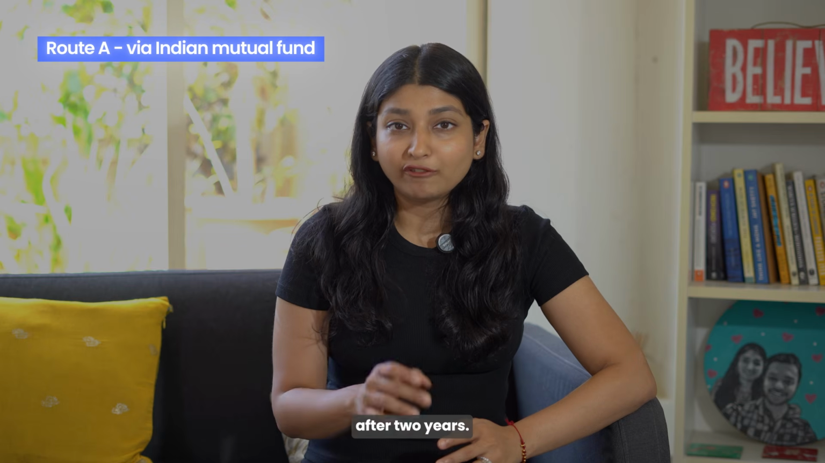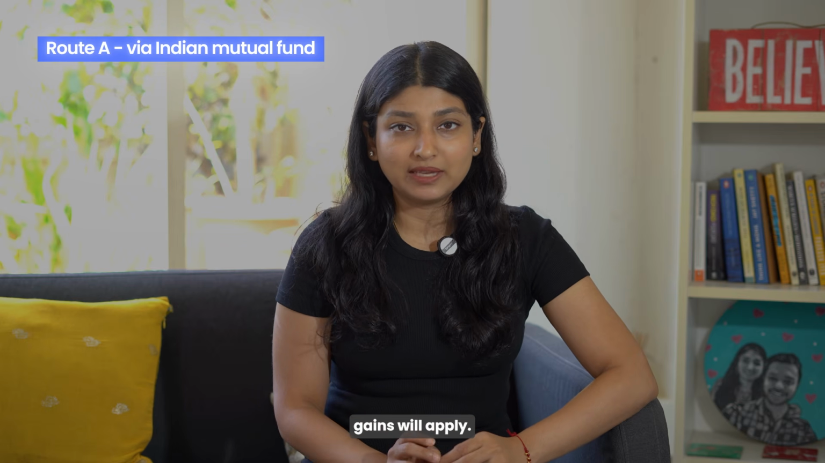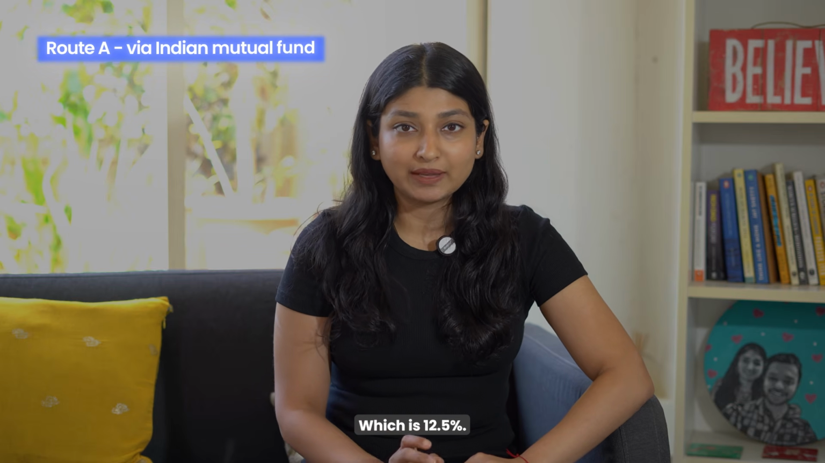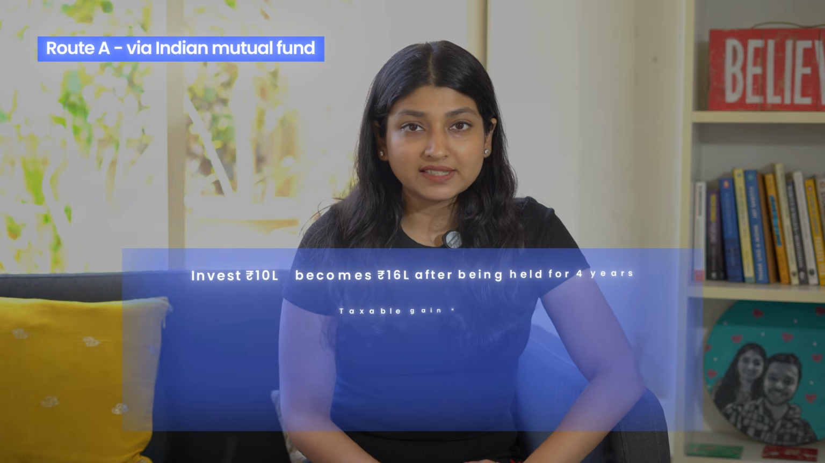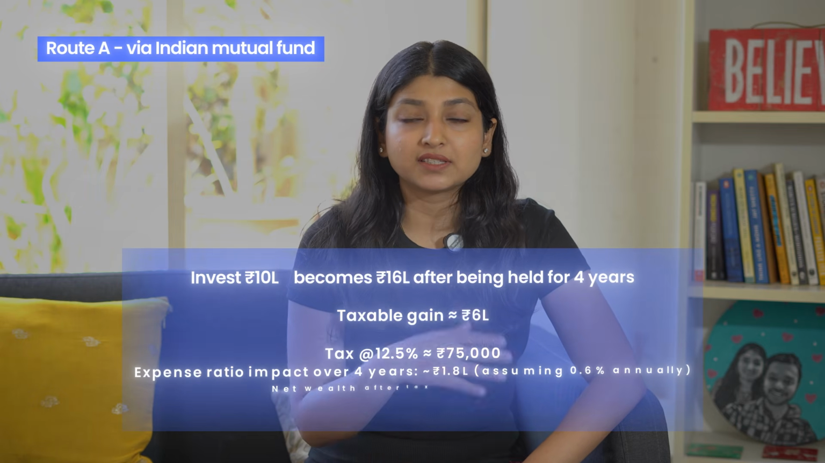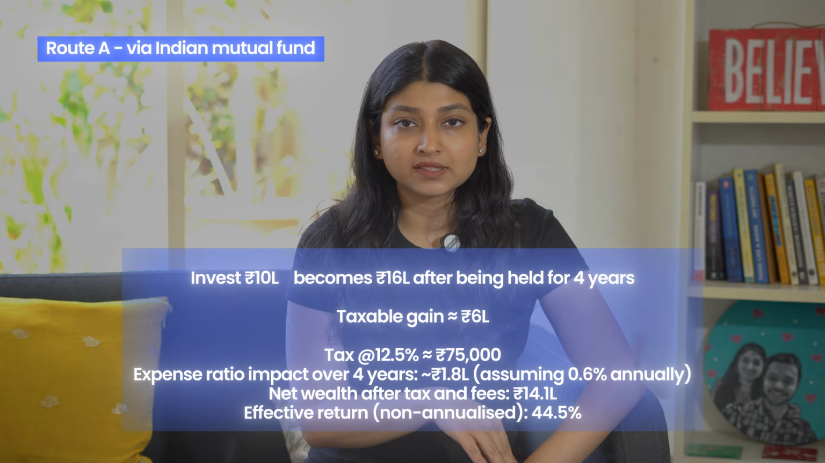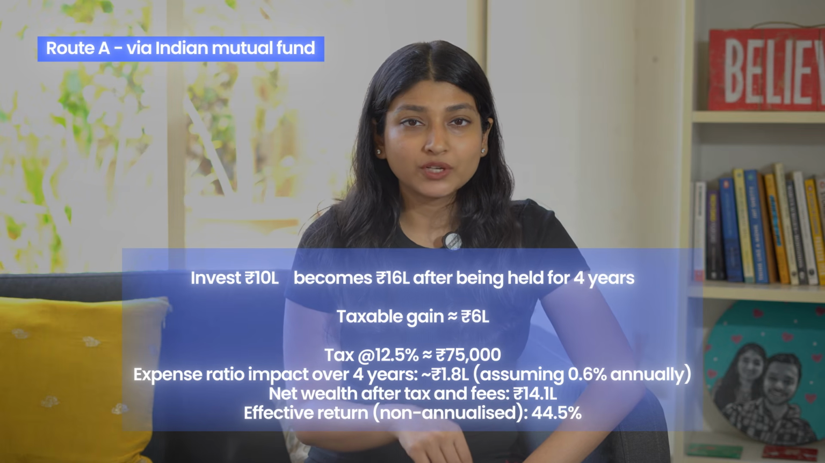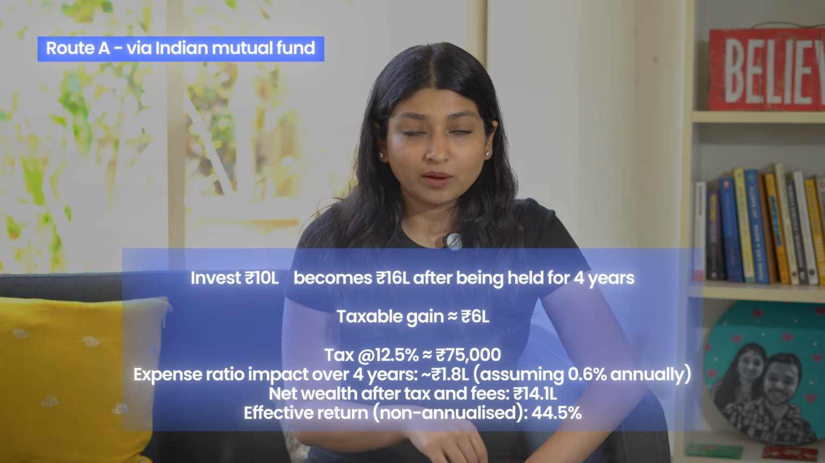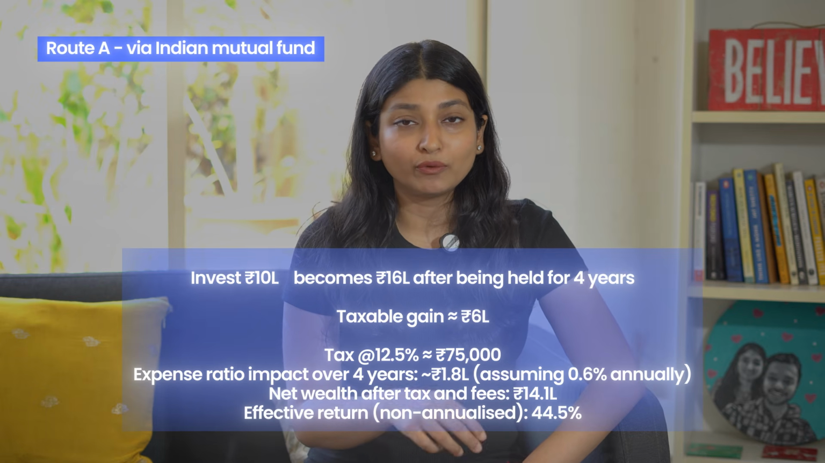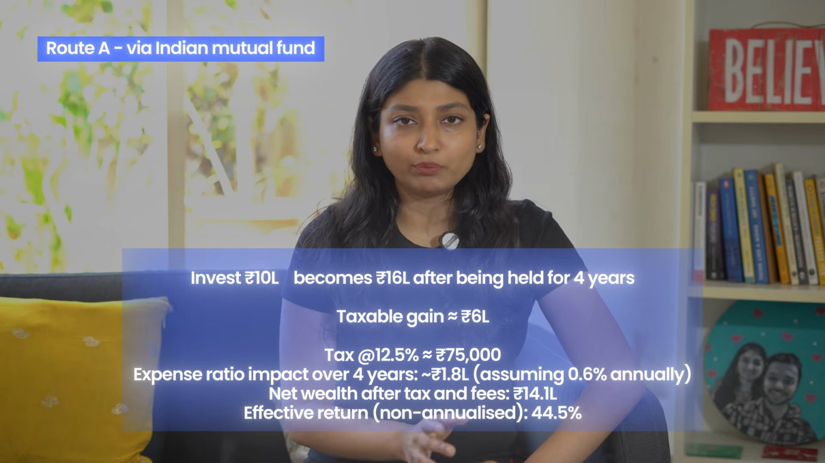If you are selling after 2 years, long-term capital gains will apply, which is 12.5%. So for example, you invest 10 lakhs, which becomes 16 lakhs after 4 years. Your net taxable gains is 6 lakhs, on which you have to pay a tax of 12.5%, which is 75,000. Then comes the expense ratio impact over 4 years, which would be around 1.8 lakhs.